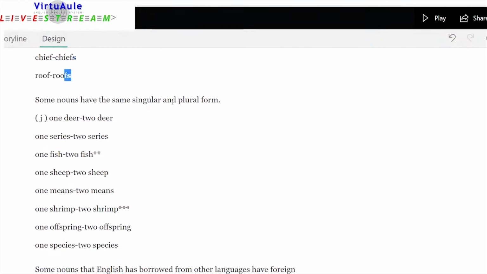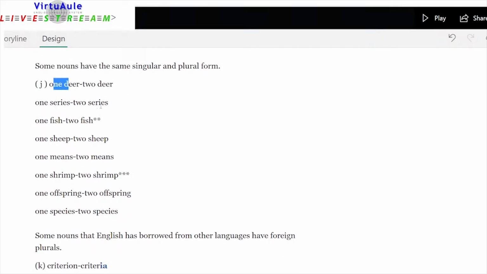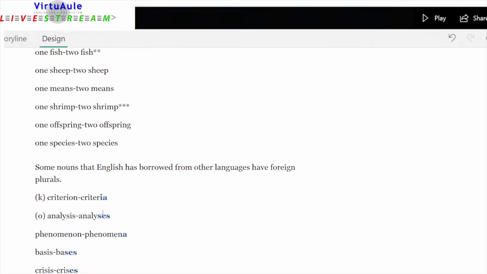Some nouns have the same singular and plural form. Very few, but one deer, two deer, one series, two series, one fish, two fish. You can also say two fishes. One sheep, two sheep, one means, two means, one shrimp, two shrimp, one offspring, two offspring, one species, two species.